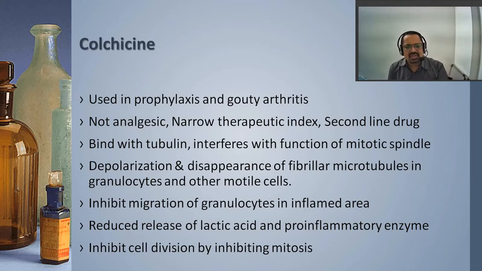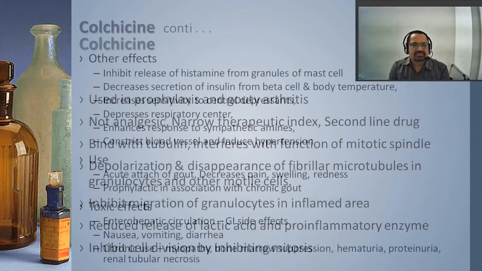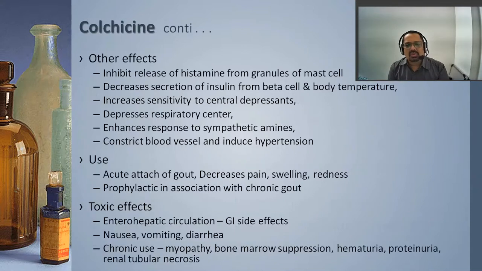So there is reduced release of lactic acid and pro-inflammatory enzymes. So the pro-inflammatory factors will be reduced by the use of colchicine. It inhibits cell division by inhibiting the mitosis process. Other effects are also listed over here. It inhibits the release of histamine from the granular mast cells, so the inflammation will be automatically reduced.